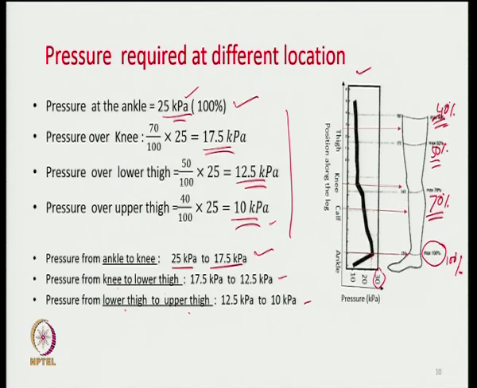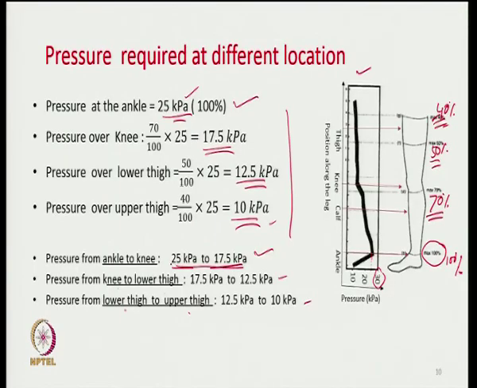That is, as I said, the entire leg has been divided into 3 parts or 3 regions, and for each region the pressure requirement has been stated. Now, you see within a region also, in the true case, the pressure should reduce from 25 to 17.5, from knee to lower thigh 17.5 to 12.5 kPa. So, there is a graduation. This is what also should be looked into when we are trying to design how over a certain length the pressure will gradually reduce.